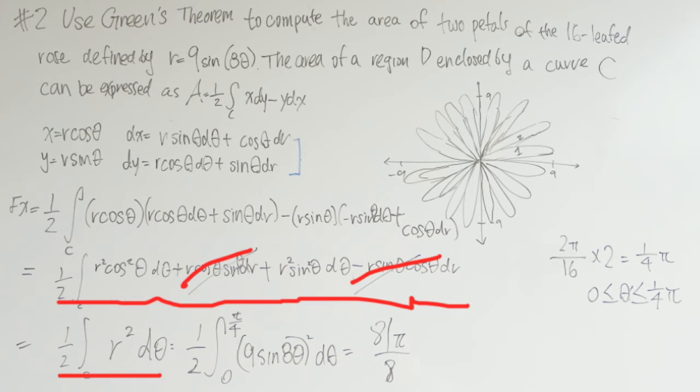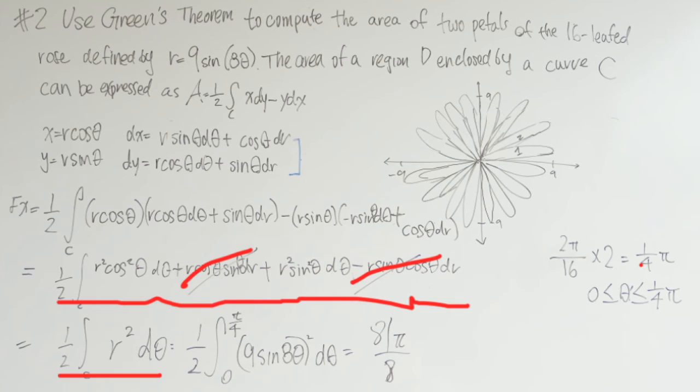And now we need to find the limits of the integral. As it specifically mentioned in the question, we need to find the area of 2 petals out of the 16 leaved rose. So as we all know, one rotation around the circle is 2 pi, and here you're going to figure out 2 out of 16 petals. So if you plug it into this equation here, then you'll get pi over 4. And your limit will be 0 to pi over 4.